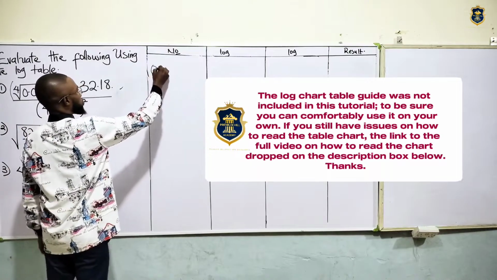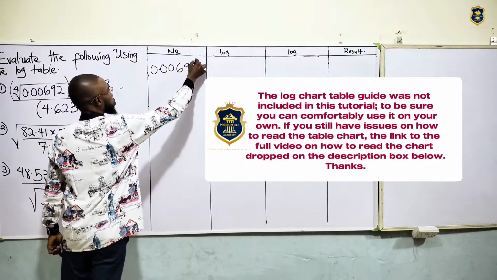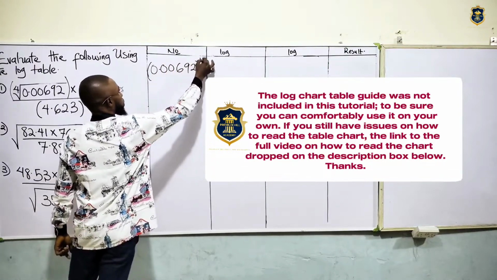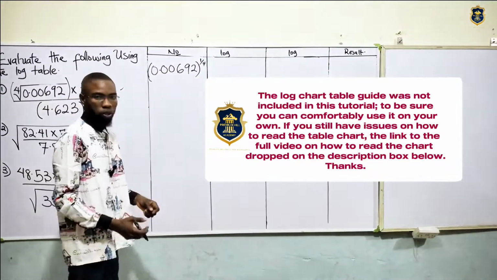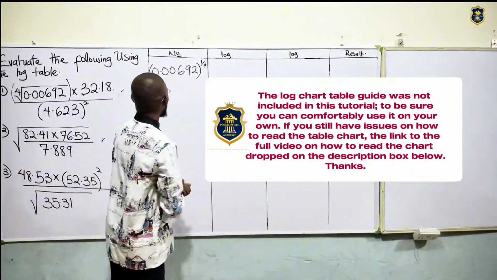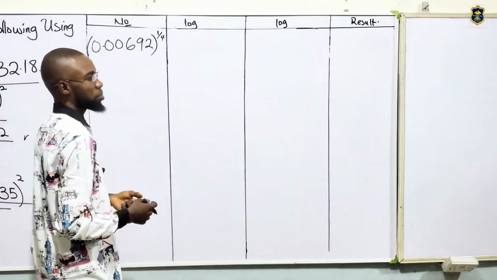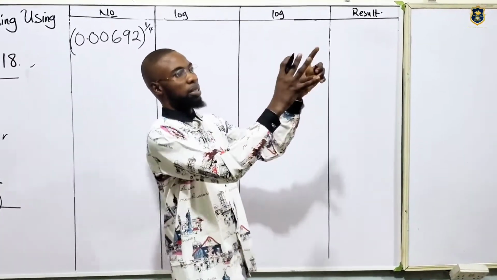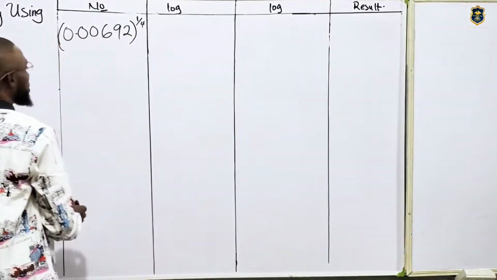It's going to be 0.00692 all raised to the power of 1 over 4. The fourth root here, raised to the power of 1 over 4. What that does is to divide, right? So all we do with this is to look for the characteristic. Remember we said logarithms has two parts: the characteristic and the mantissa. So first of all, we take the characteristic.